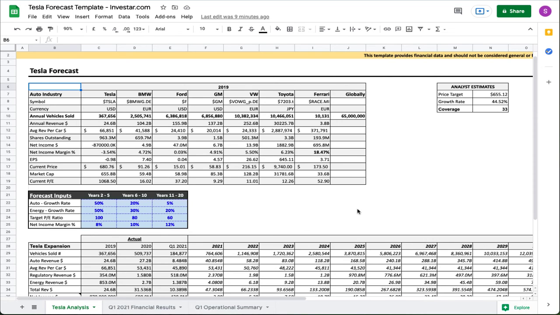Then from there, you can start to form a value of the business and what is a good price to pay. Building a forecast sheet like this is a great exercise to do for all stocks you are investigating.